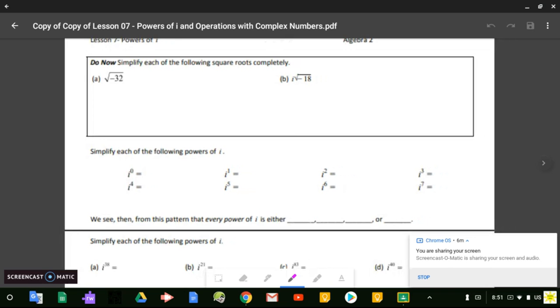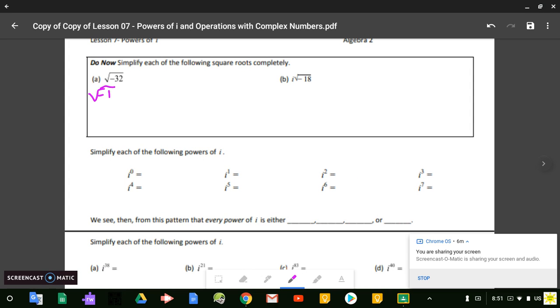For the first one, I'm going to break this down. Remember yesterday we talked about how to deal with negatives under the radical. So I'm going to break this down into -1 times 16 times 2. Remember, the square root of -1 is i. The square root of 16 is 4. And then 2 is going to stay under the radical. So my final answer here is 4i radical 2.